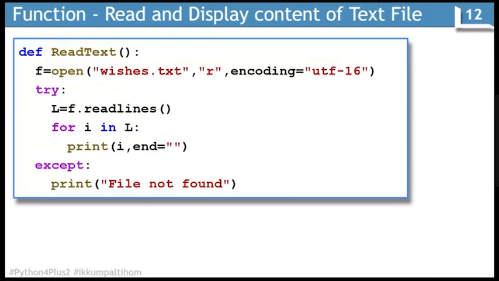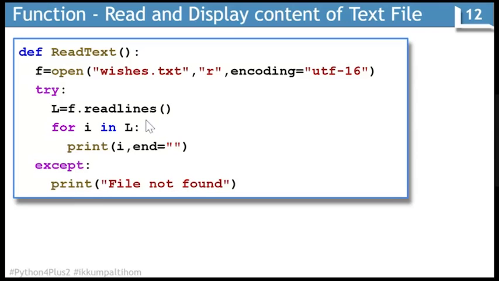In this particular code, we are trying to read the same content which has been created in wishes.txt. The file is opened this time in read mode, and encoding is going to be the same, UTF-16, because if the file has been created with encoding UTF-16, it cannot be retrieved back in ASCII. So it is better that whenever you are writing code which uses UTF-16, all the code is used as UTF-16 only. In this case, we are making use of try except, so that if the file not found error occurs, it will be raised.